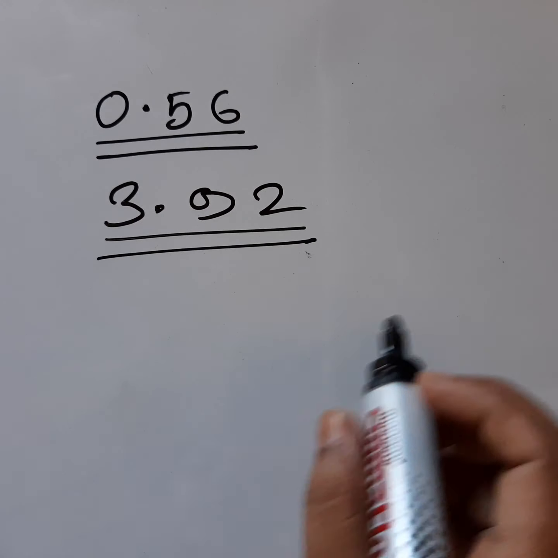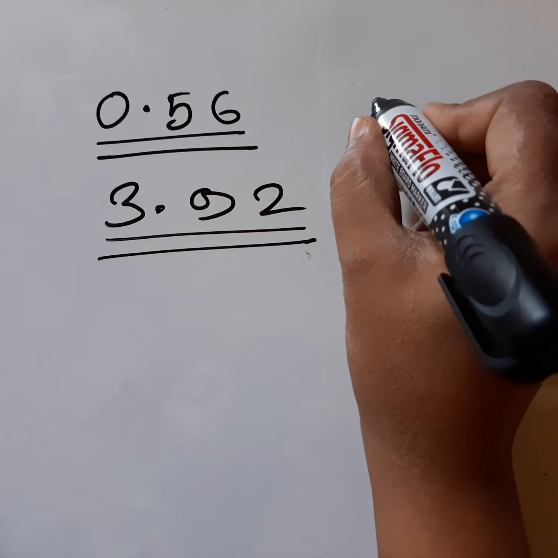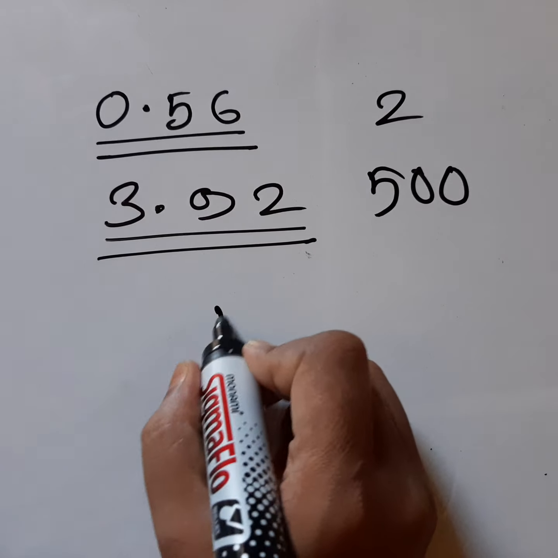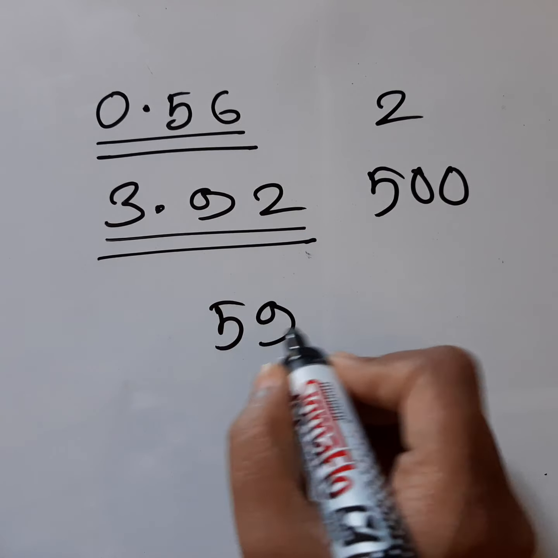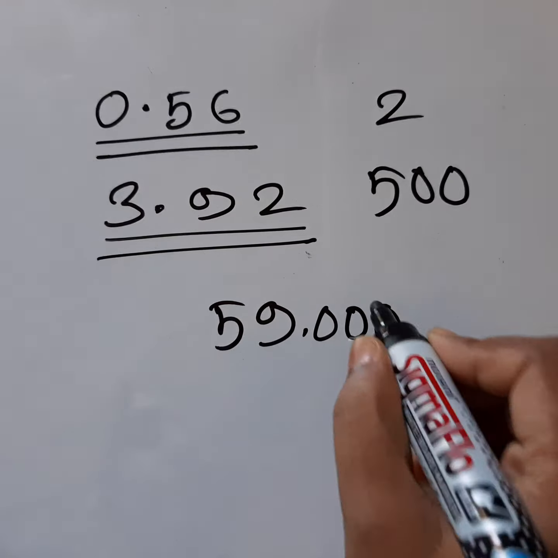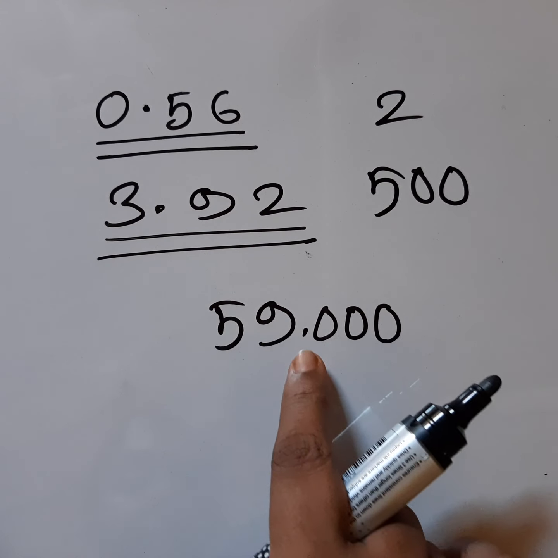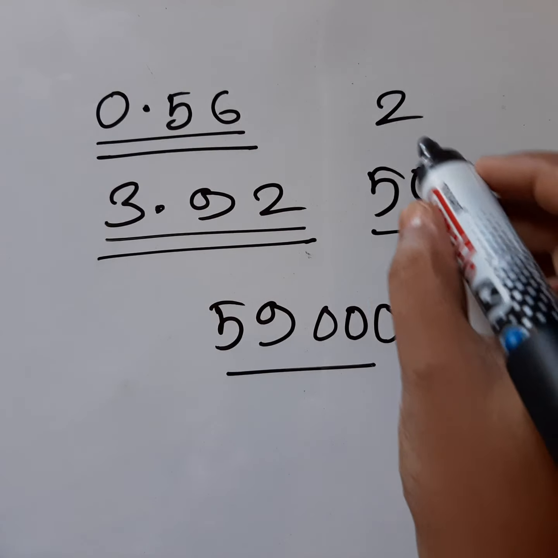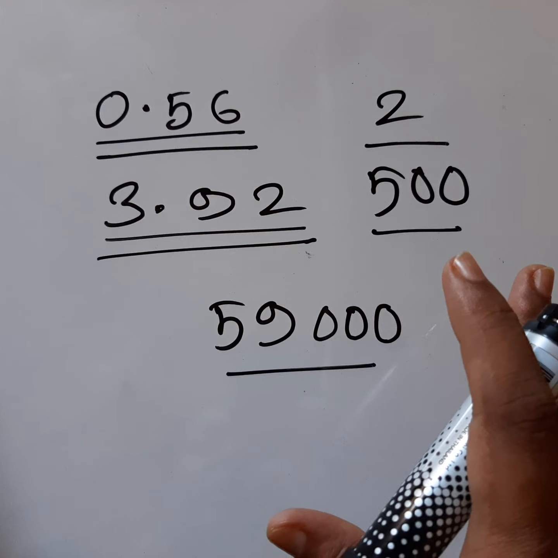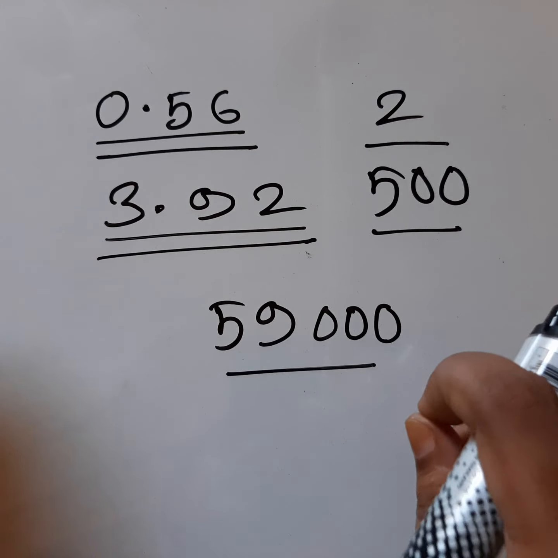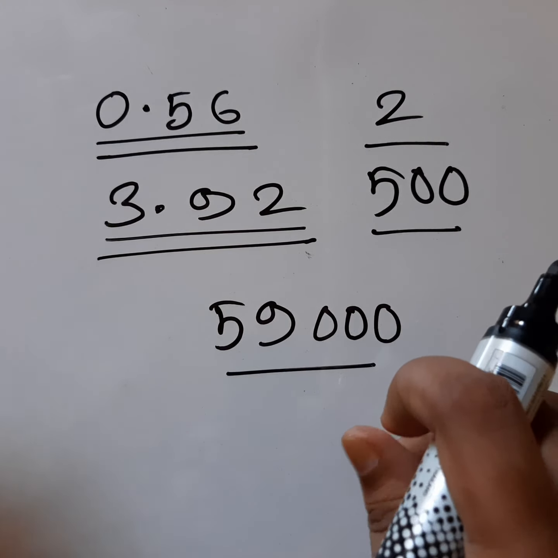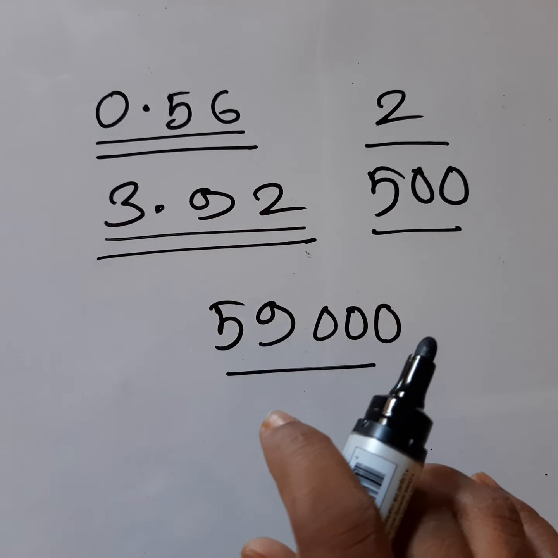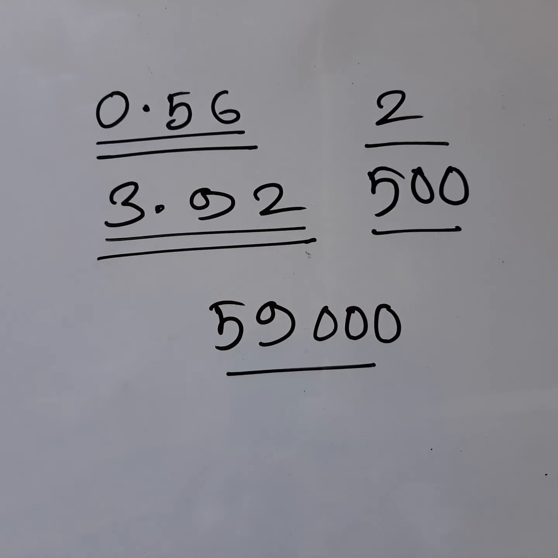But when we only write down 2 or 500 or 59,000, they do not have any decimal. This is not a decimal, this is a comma, okay? So these numbers are called integers. The whole number which does not have any fraction part, that means any broken part, is called an integer. The integer part is very, very important, so you have to remember that part.